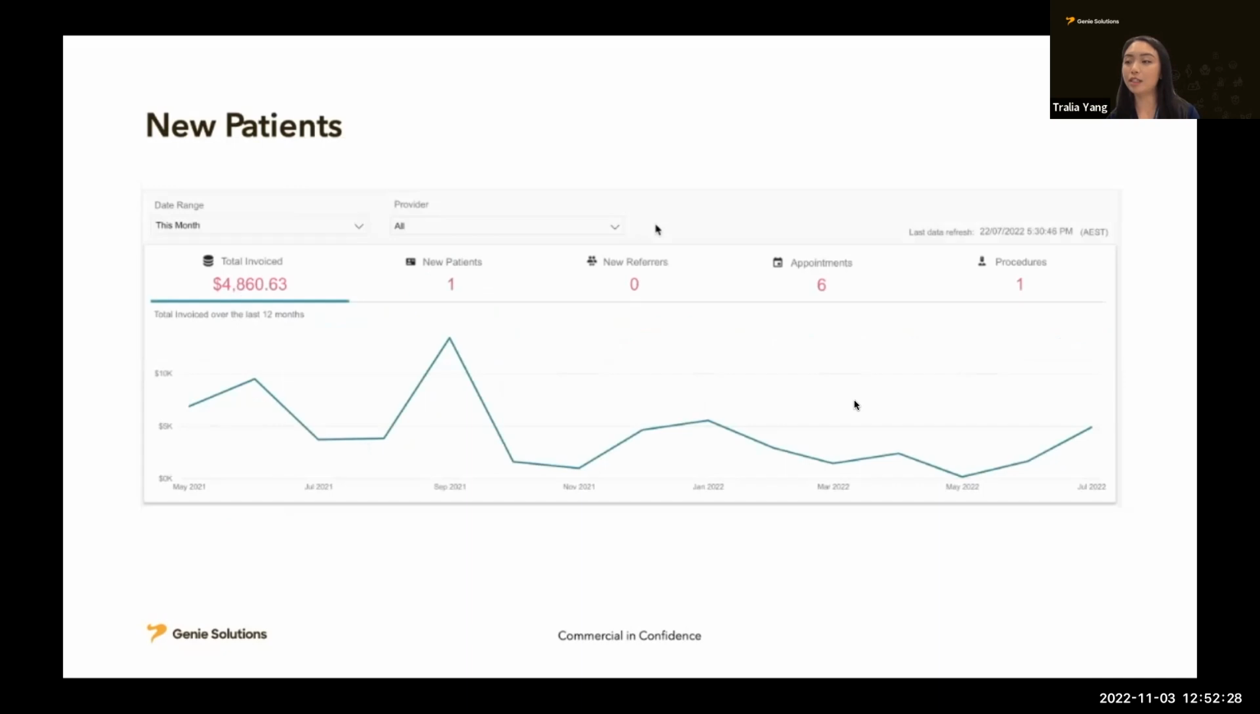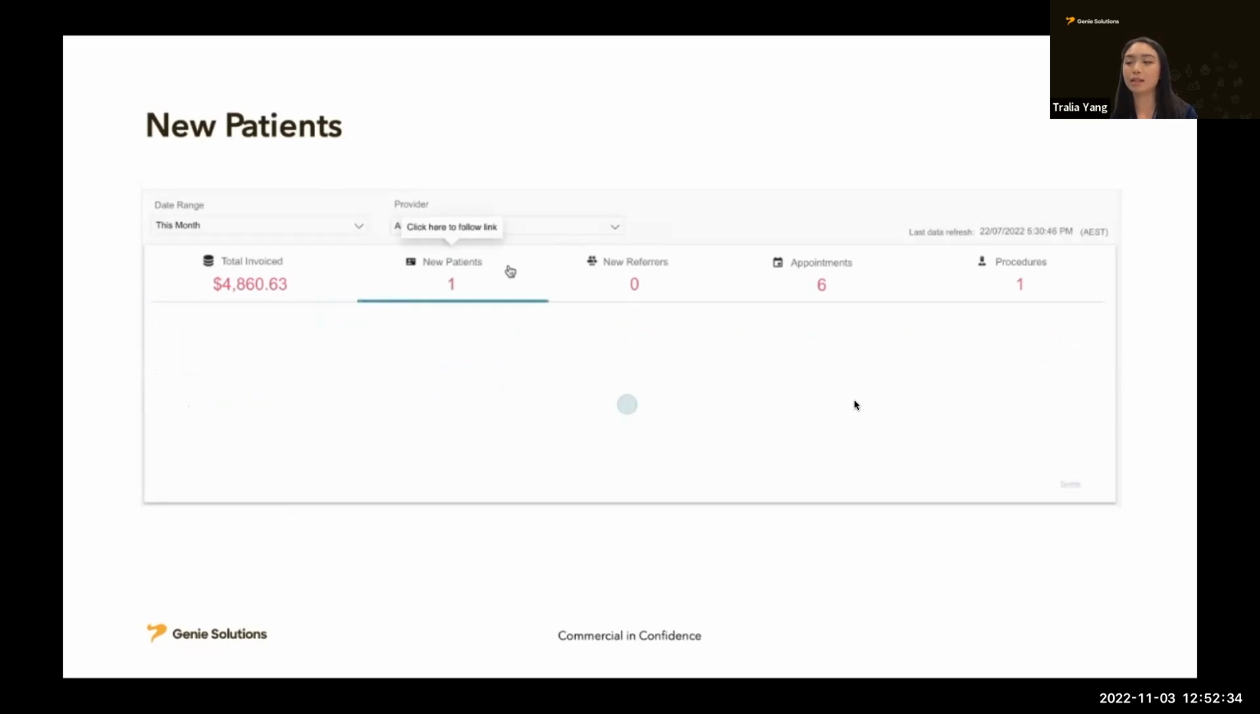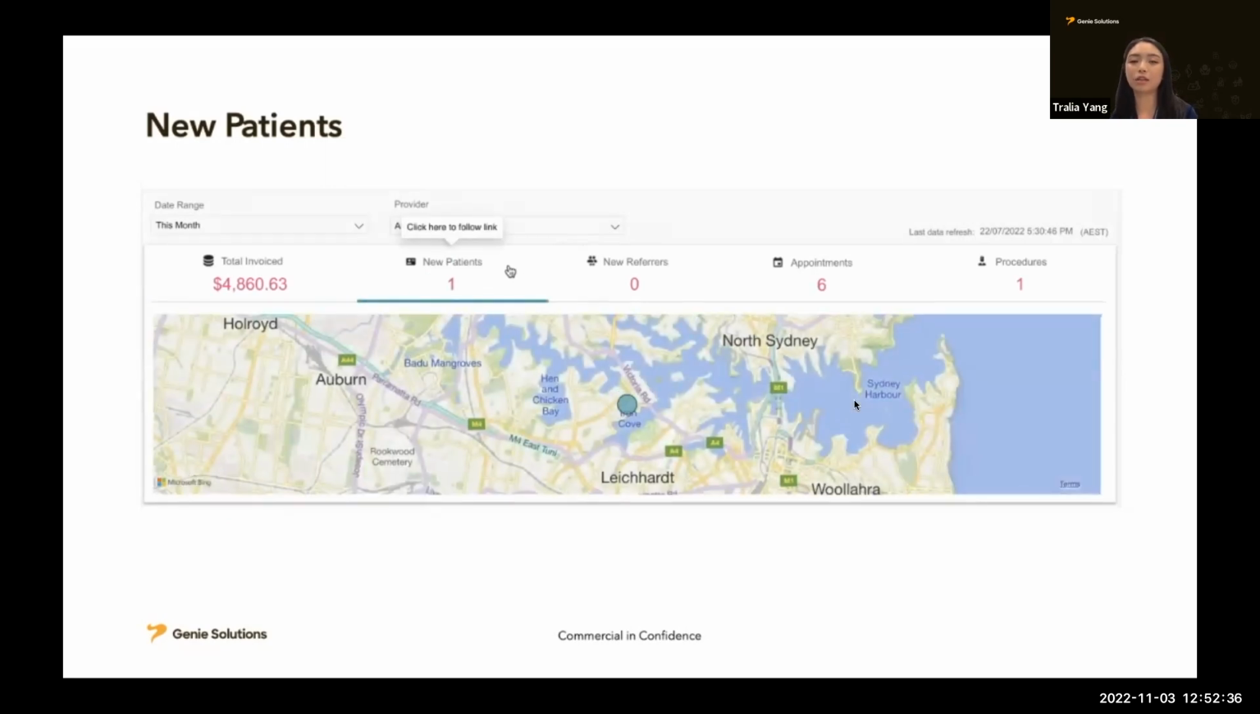Similarly, in the new patients category, the value in pink shows you the number of new patients that have started to visit your practice in the selected date range. Hovering over one of the circles on the map will display the number of patients from that particular suburb. You can also right-click on this map and select to show as a table to display these patients in table form.